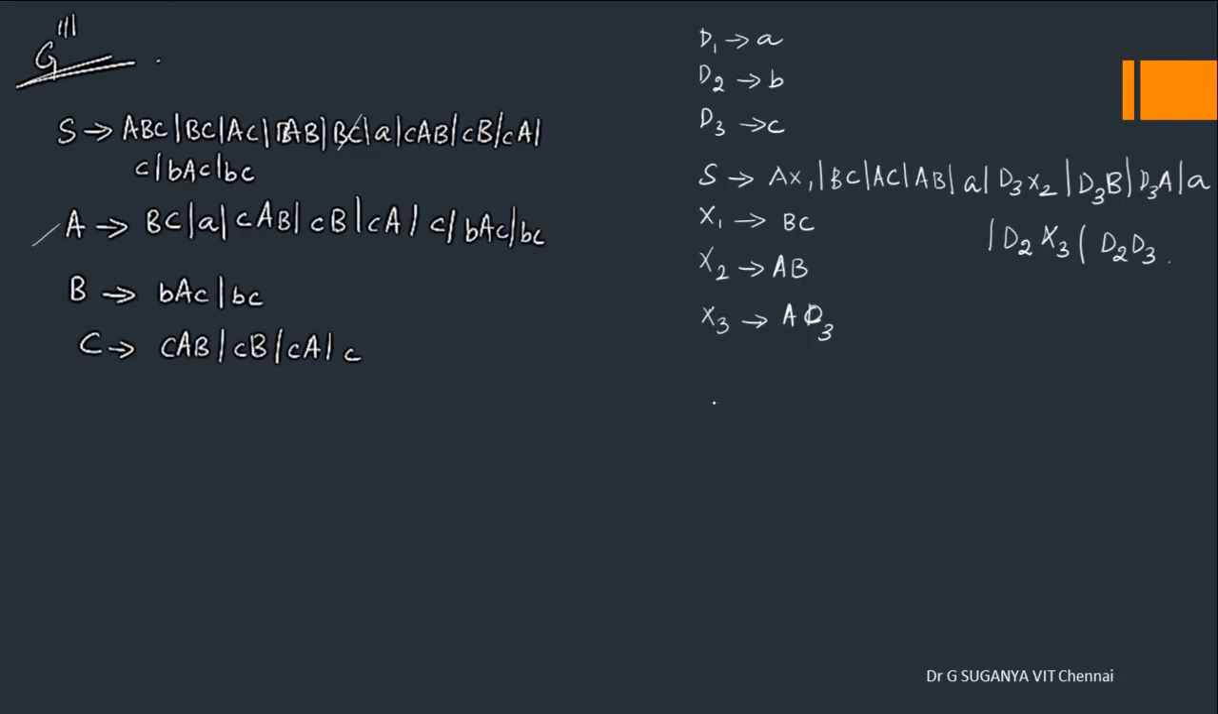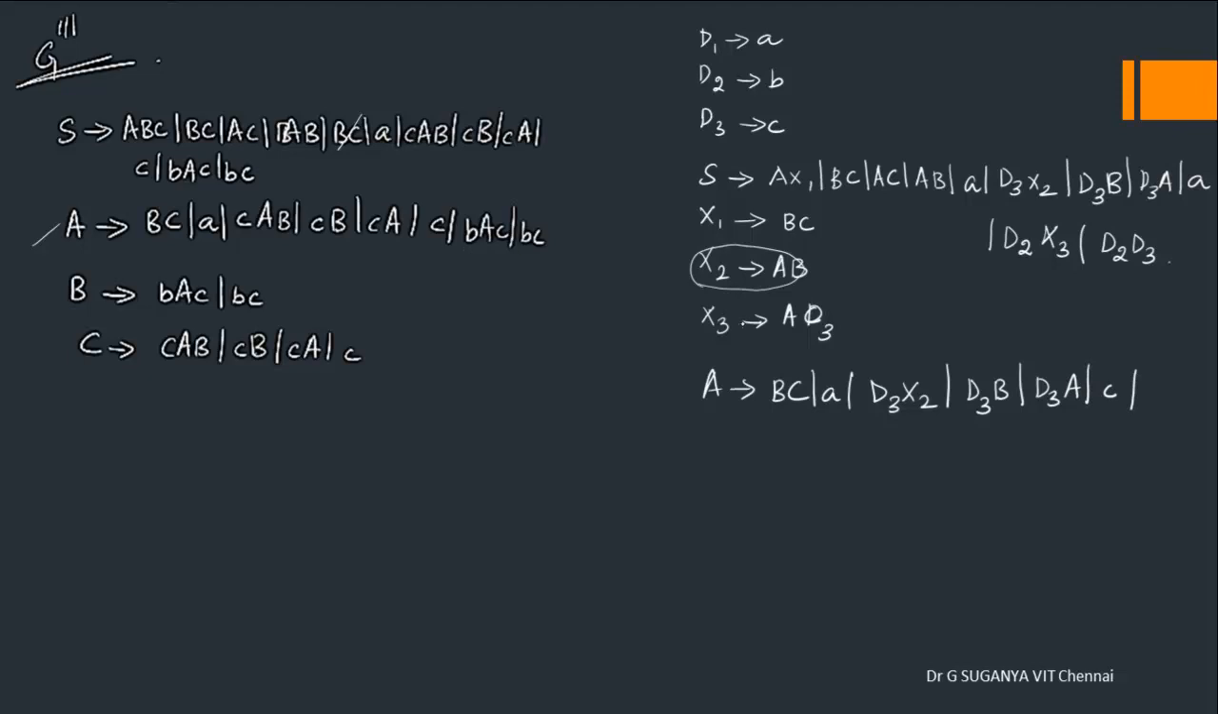Now coming to A's production, A gives BC. So it will remain as such. The second alternate also goes as such. Then coming to CAB, C can be replaced by D3. Okay, and coming to AB, we already have an alternate X2, so directly you can use X2. Okay, you may have a question of why we are not using S. X2 doesn't have any alternate, so the only possibility is to substitute AB. Then for CB, C will get replaced by D3 followed by B. Then D3A. Then small c will remain as it is.